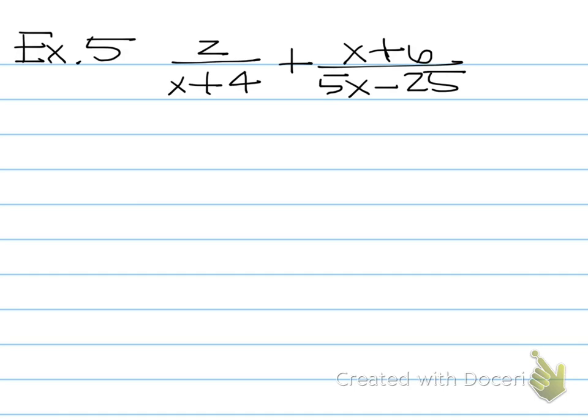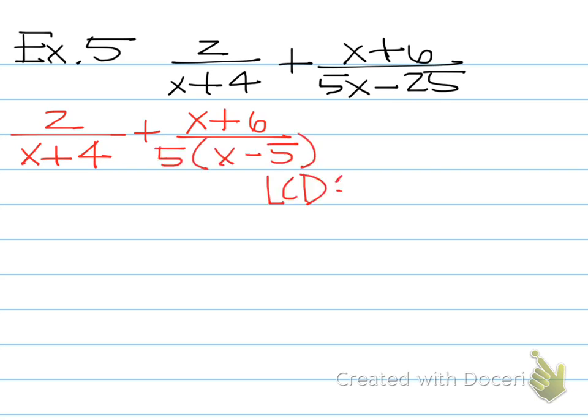All right, next example, we want to add these two rational terms, these two fractions. The first thing we want to do is determine the GCF of that second denominator. The GCF is 5, so we can factor out a 5. And now we want to determine what the LCD is. The LCD is going to be 5 times x plus 4 times x minus 5. Those are the three factors that we have in our denominators.